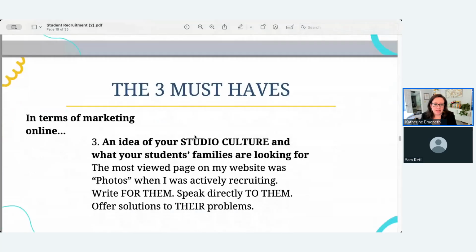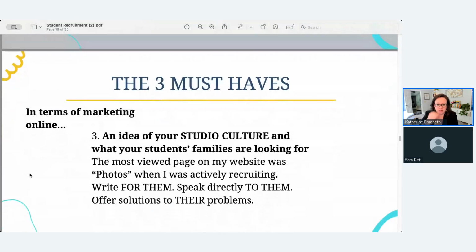Last thing for this is the idea of your studio culture and what your students' families are looking for. When I was actively recruiting, the most viewed page on my website was the photos page, because people wanted to see my work. They wanted to see that their kid would fit in, that their kid is going to have a good time. Like, what does it actually look like being in lessons with this person?